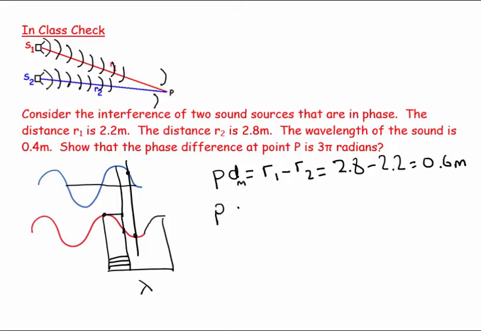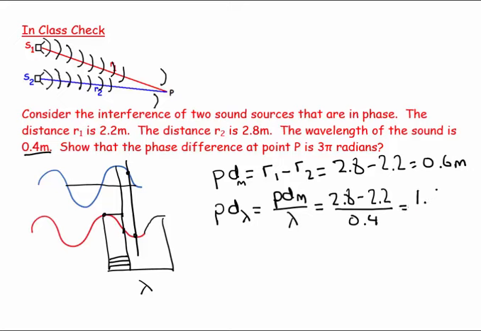I can express my path difference in terms of wavelengths, and that's going to equal my path difference in meters over the length of a wavelength, which would be 2.8 minus 2.2 over, and it says that the wavelength is 0.4. So that would be 1.5 lambdas. Or I could express my path difference in terms of an angle.